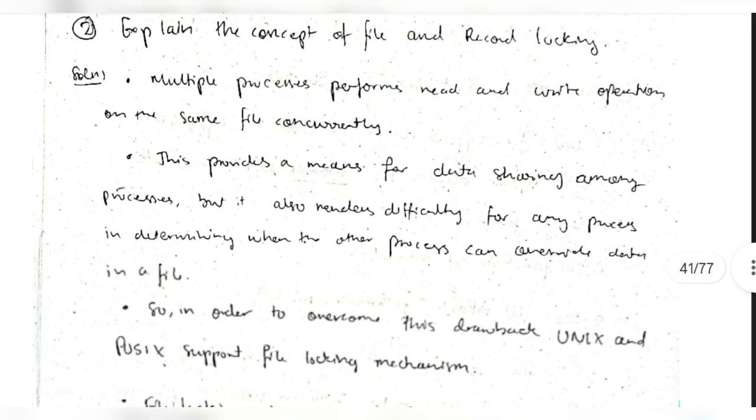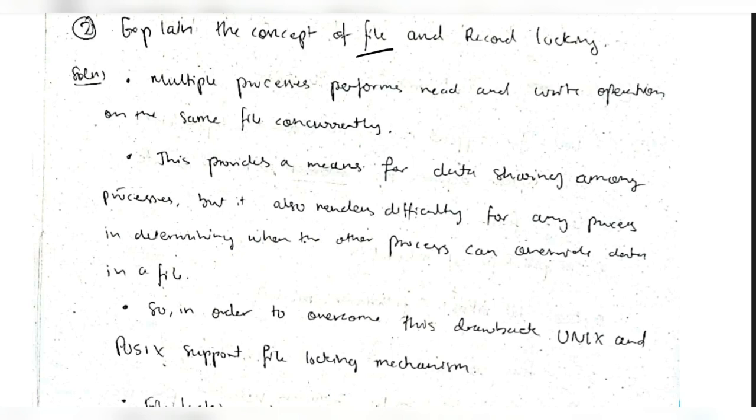It will not happen in a synchronous manner. They both don't have the same data, so those issues arise, right? So for that only we'll be using file and record locking. What it says is, once a process has been accessing a file, no other process can access the file. That's what file and record locking is.